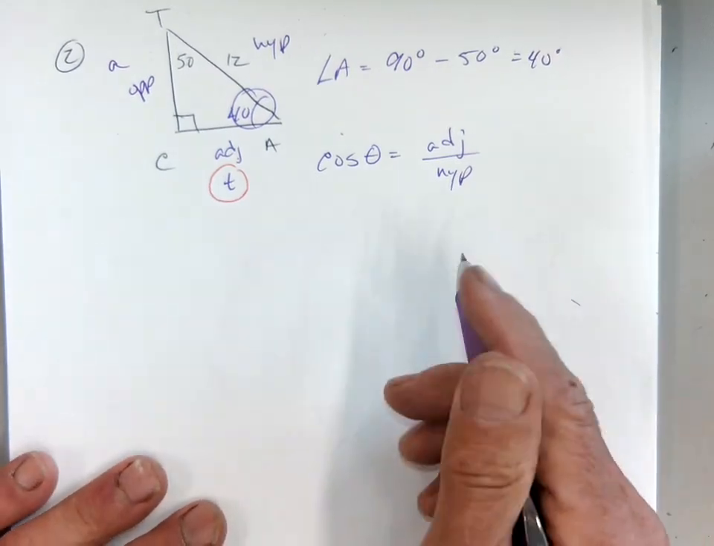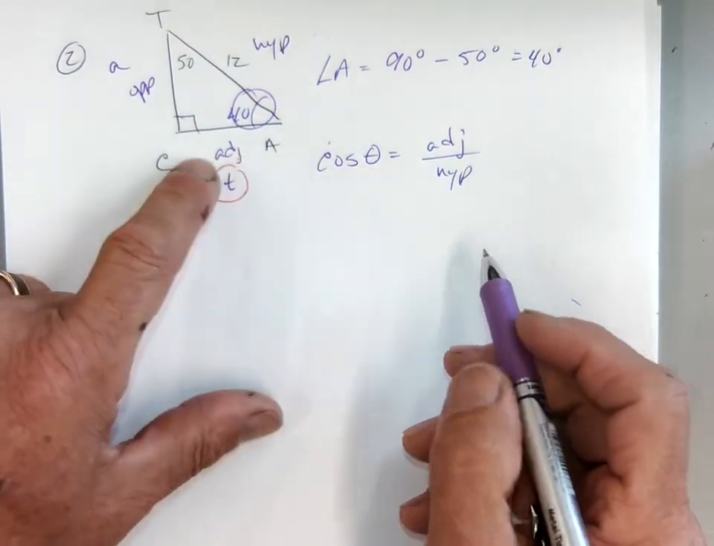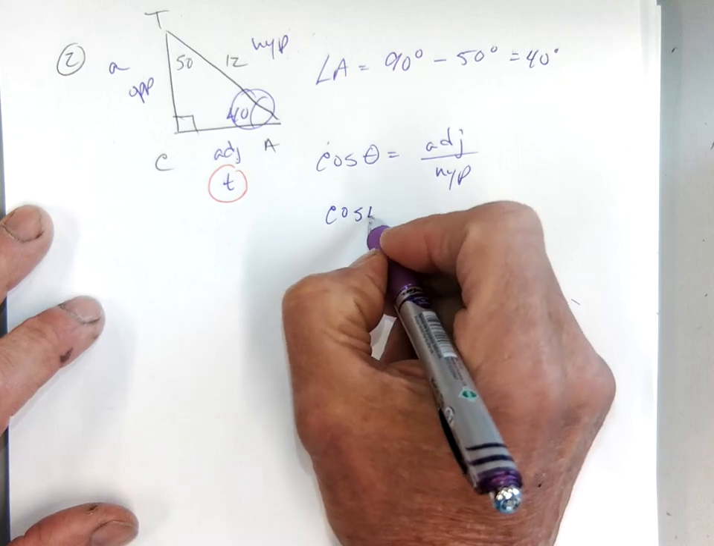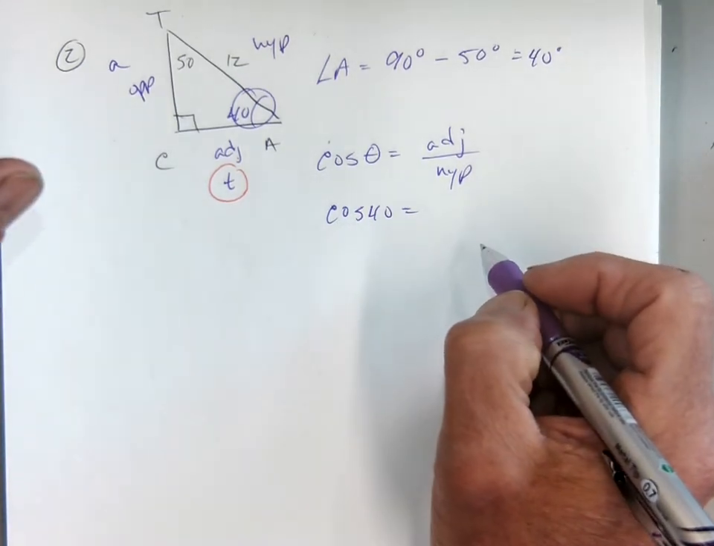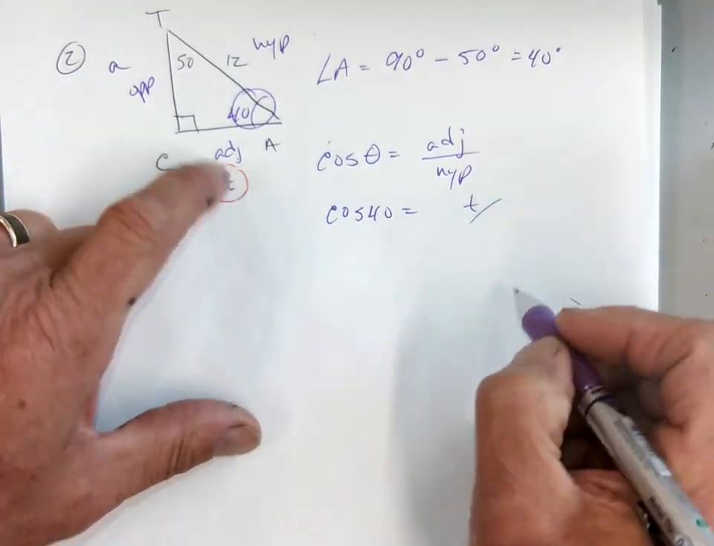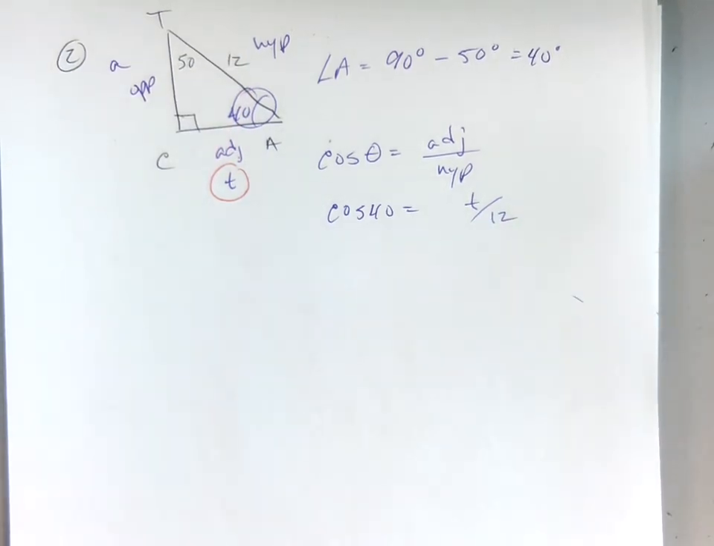This is easy, isn't it? Theta is the angle, so cosine of 40 equals the adjacent side, which is t, over the hypotenuse, which is 12.